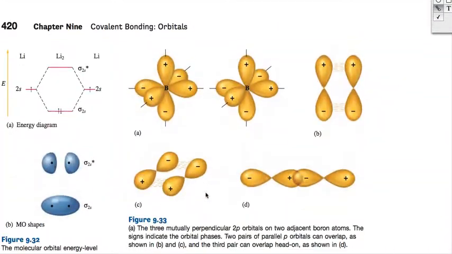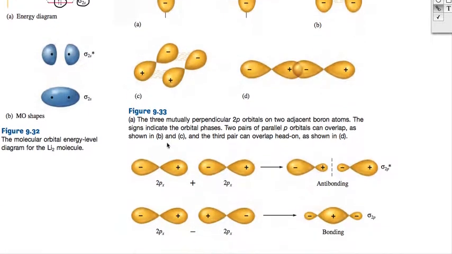Of course, they can get a little more complex, but here we've got lithium and lithium coming together, 2 lithium atoms forming Li2. Again, you can see this is the 2s, this is the 2s, but you're going to have 2 electrons in the sigma 2s bonding and none in the anti-bonding. Okay?